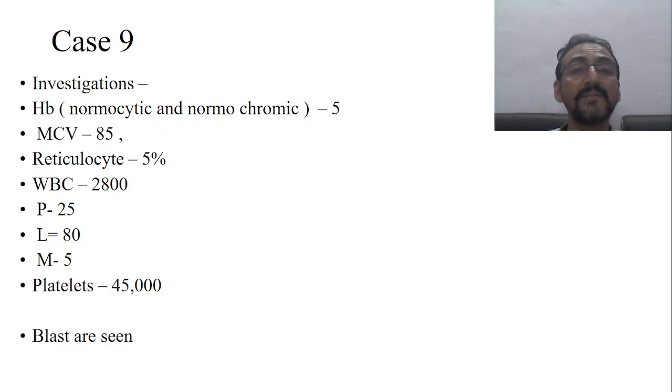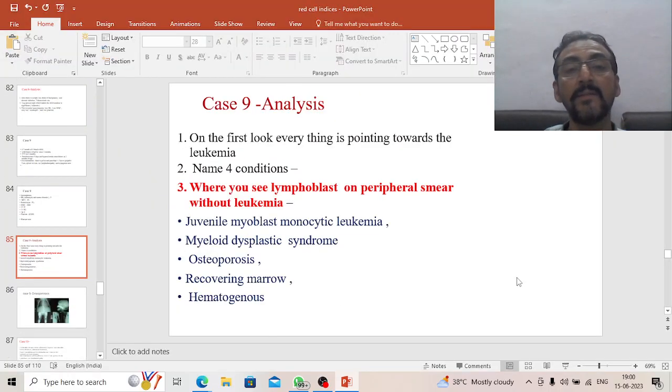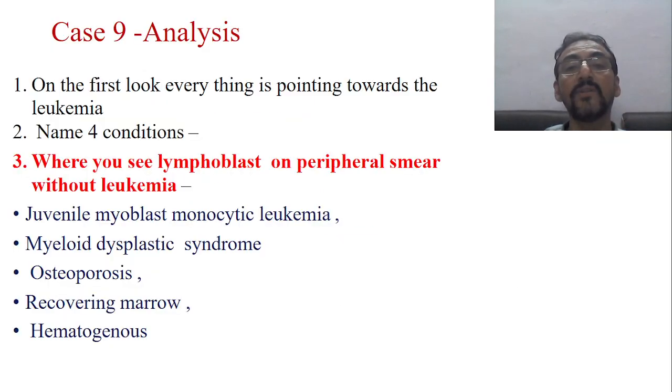So when I say blasts are seen, and WBC is less, platelet is also less. Now everybody will have a thinking exactly like this. What is that? On the first look, it looks like it is pointing towards leukemia, isn't it? Pointing towards leukemia. Now again, remember these 4 conditions. There are 4 conditions where you see lymphoblast on the peripheral smear.